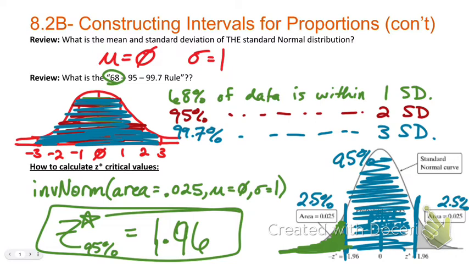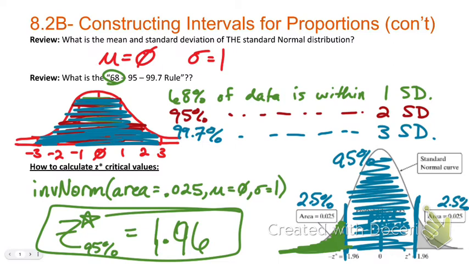Z-star critical value is based on a standard Z-score. This number will never change. So if you just say to yourself, the Z-star critical value for 95% is 1.96, don't forget it. You'll never have to recalculate this because it will never change. The Z-star critical value for 95% will always be 1.96 because you always have to go about 2 standard deviations to capture that middle 95%. That's what this is saying. Okay?